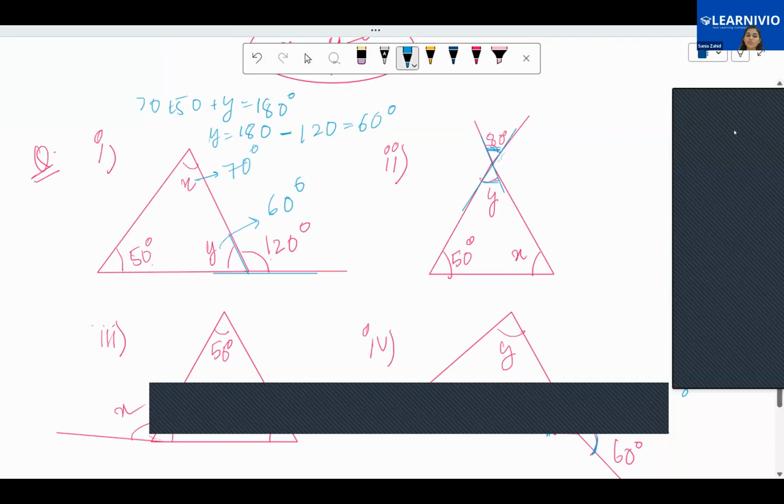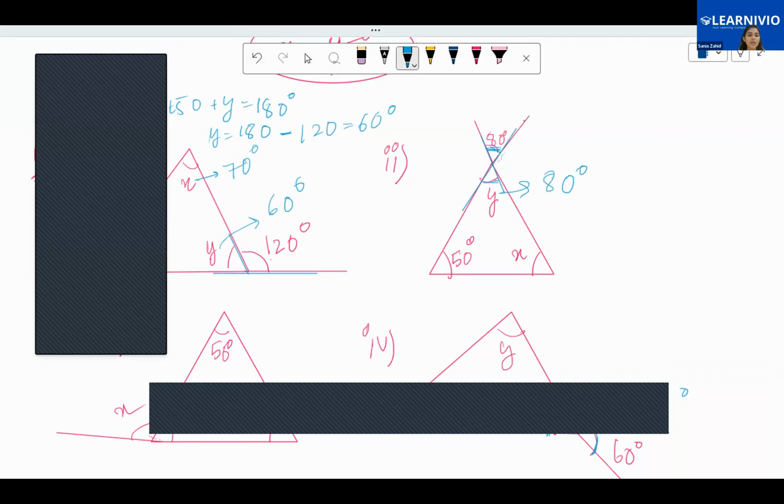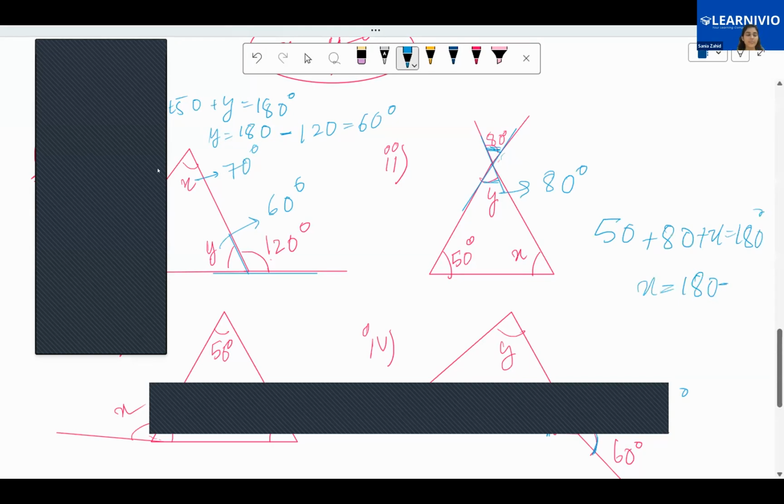Now I want you to redo these questions by using the angle sum property. Like for example here, this is equal to 80 degree. Now what is x equal to? X you can find very easily. Manha, please put on your camera. You will have 50 degree plus 80 degree plus x will give you 180 degree. So x is equal to 180 degree minus 50 plus 80. This way you can do. Just redo these questions quickly.